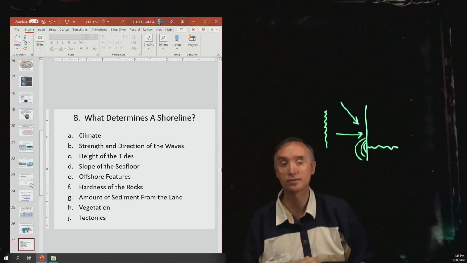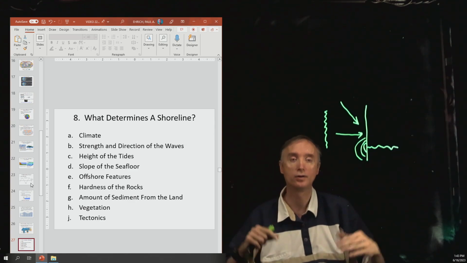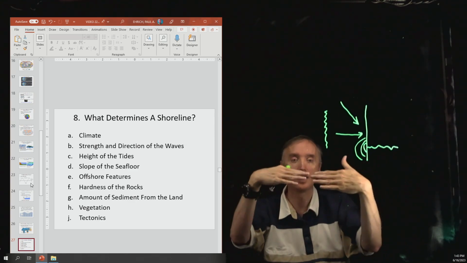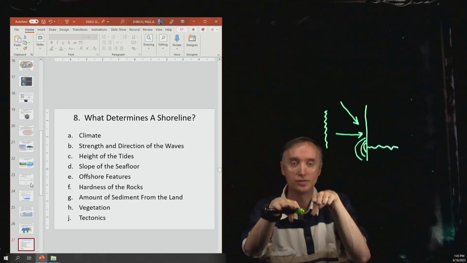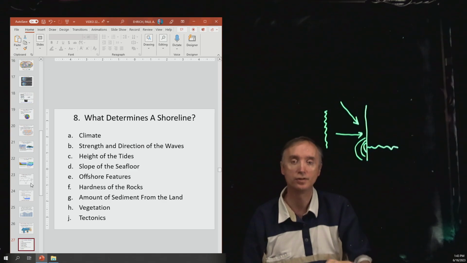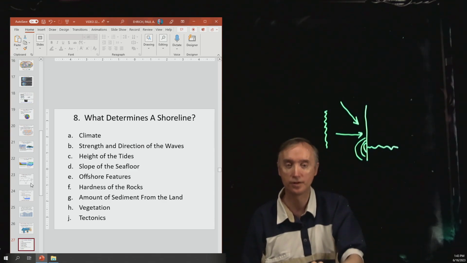And then tectonics. Do you have a place where the plates are colliding, or plates are being pulled apart, or plates are sliding past each other? All of these things could influence the kind of coastline that you're going to end up with.